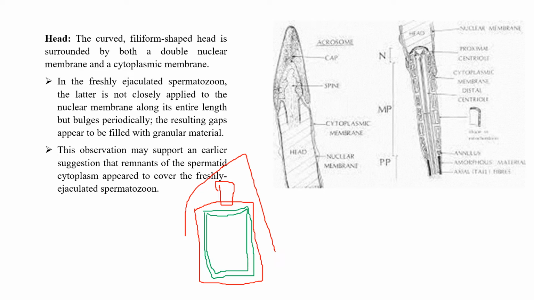So immediately, if you look at the spermatozoa immediately after ejaculation, then you can see these two are not closely applied to the nuclear membrane. Okay, there will be a little space, and gradually, what happens? Some bulges will appear in the membranes like this, which is filled with some granular material. This observation may not support an earlier suggestion that remnants of the spermatocytoplasm appear to cover the freshly ejaculated spermatozoa.